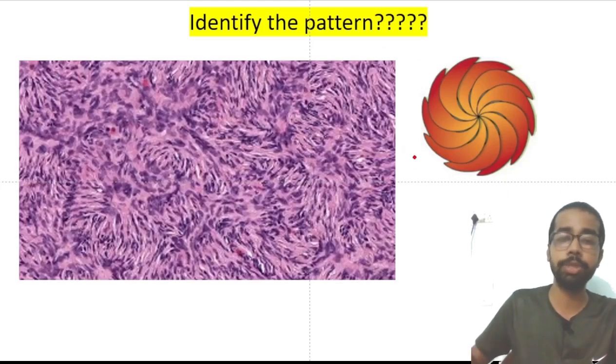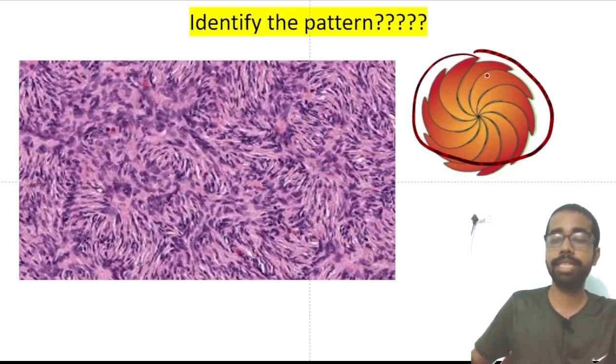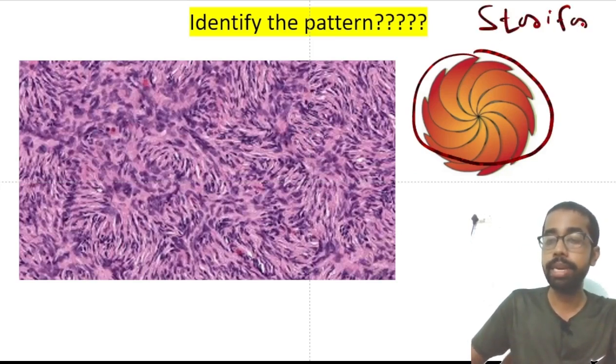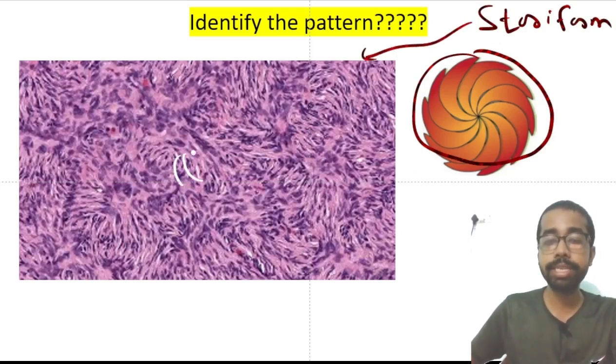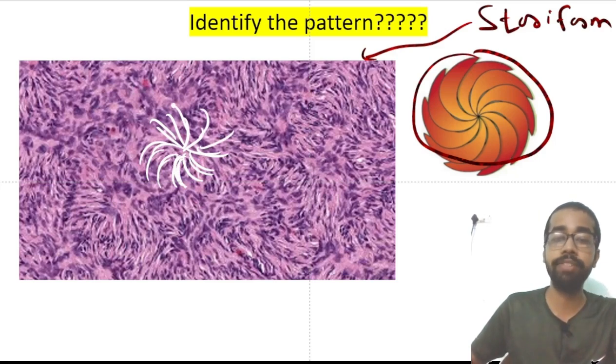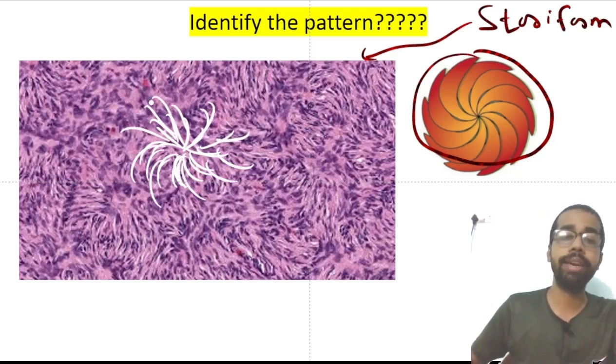Vague pattern. They won't ask you this one. What about this? This is definitely a classic pattern. What is this? Nothing but a spoke wheel kind of pattern. Yes, storiform pattern, right? And you will get the storiform pattern in this tumor. Can you see the storiform pattern? Can you make out? Yes, it is just like it is originating from a single point, and the intersecting spindle cells are sprayed centrifugally from a single point. It's a storiform pattern, right?